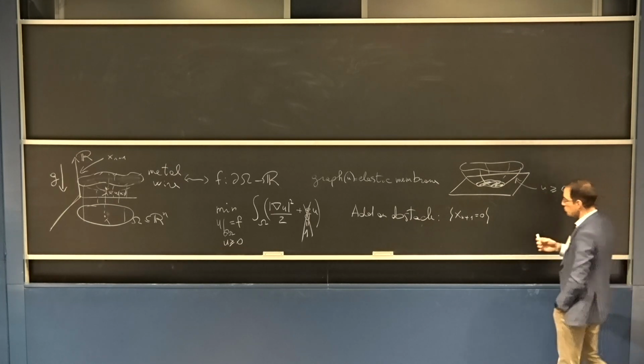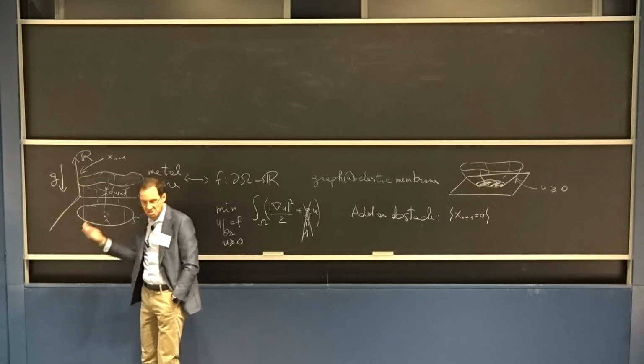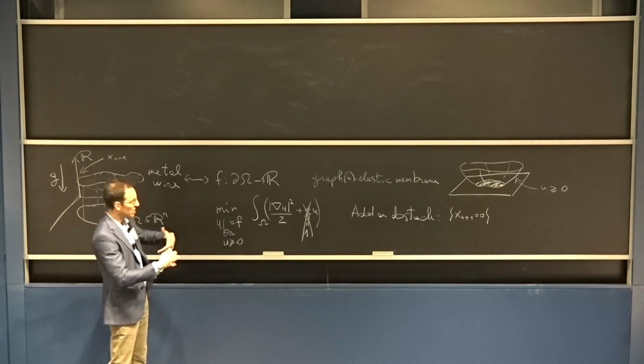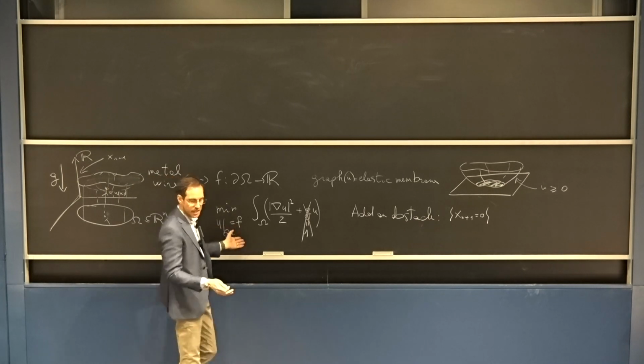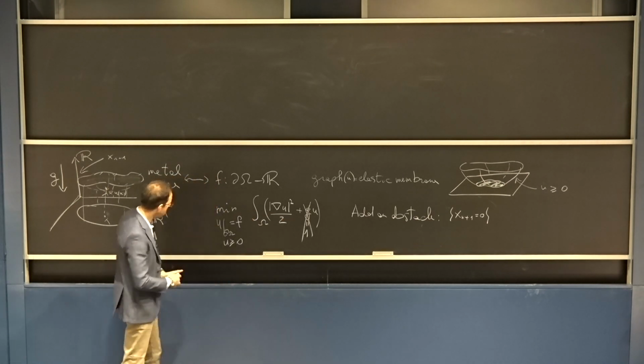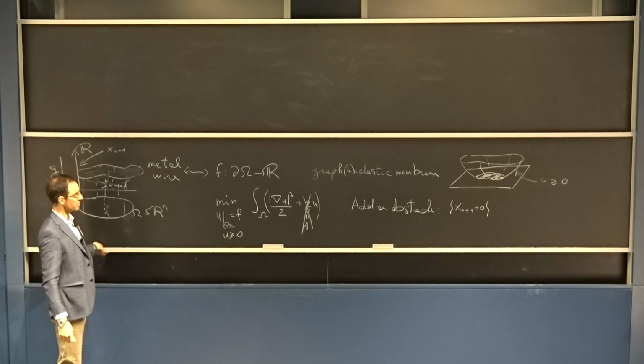OK, so what do you do now? When you have a problem like this, the first thing you ask yourself is, for such a mathematical problem, is there existence of solutions? Is there uniqueness of solutions? And the answer is yes. This is a nice convex problem. But then if you want to study it, you need to write down some equations.